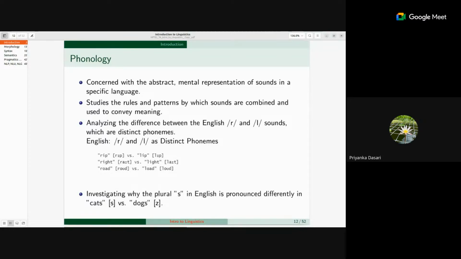So phonology is concerned with the abstract and mental representation of sounds in a specific language. It has the rules and patterns by which sounds are combined and used to convey meaning. Let's say, for example, analyzing the English sounds r and l. These are two distinct phonemes, as I said earlier. And the plural formation in English is pronounced differently. For example, cats.